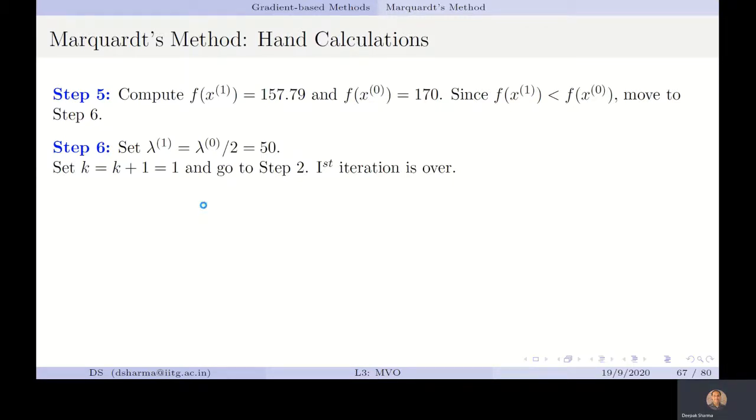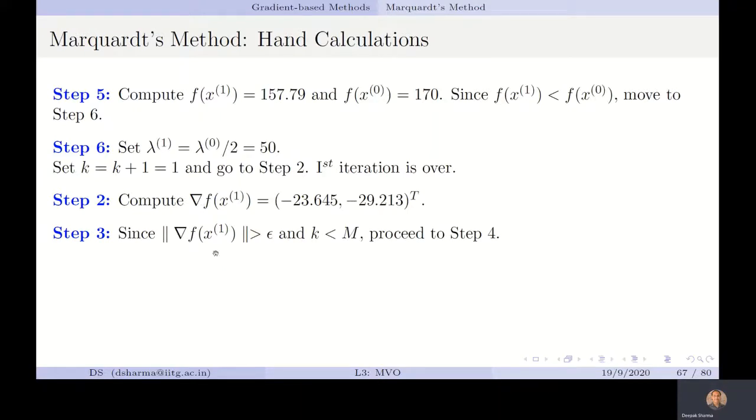Now we'll move to step number 2. This is step number 2. Again, we find the gradient of the function at x1. The value is given on the right hand side in step 2. Thereafter, we check the norm of the gradient of the function at the point x1, and we look at both the termination conditions. Now, since both the termination conditions are not satisfied, we move to step number 4.